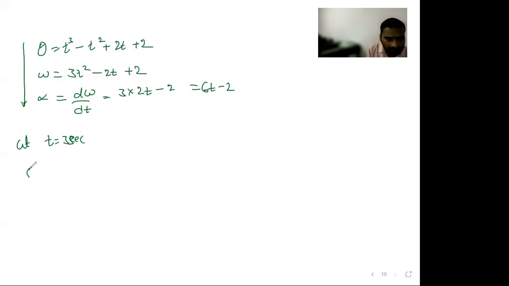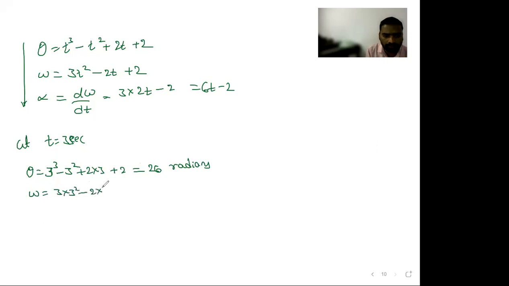Then theta is equal to, substitute, 3 cube minus 3 square plus 2 into 3 plus 2. Calculate how much it is. 26 or 27? 26. What is the unit for theta? Radian. Okay.